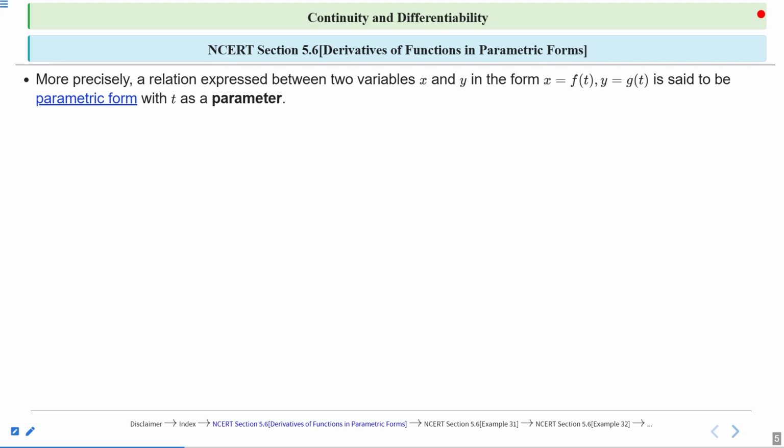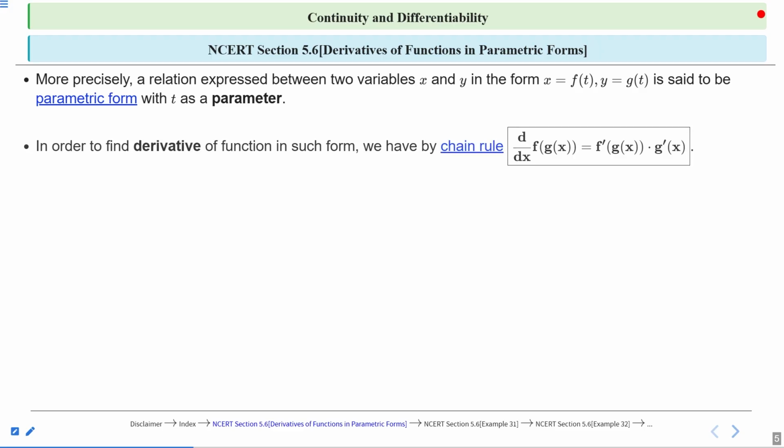Next, more precisely, a relation expressed between two variables x and y in the form x is equal to f of t and y is equal to g of t is said to be in parametric form with t as a parameter, right? In order to find the derivative of a function in such form, we have by chain rule, d upon dx of f of g of x is equal to f dash g of x into g dash x, right? This is basically the chain rule.